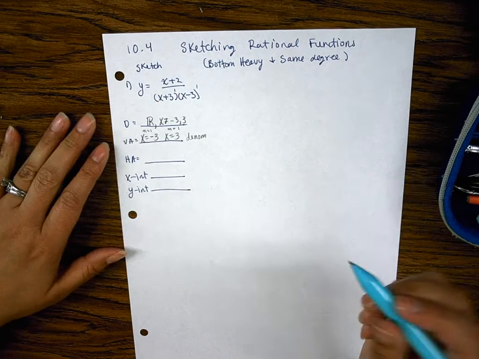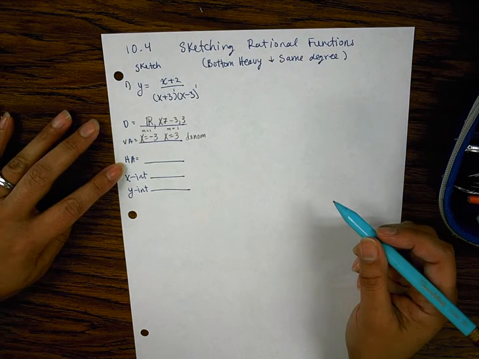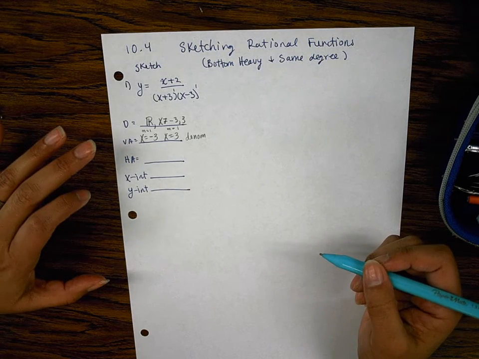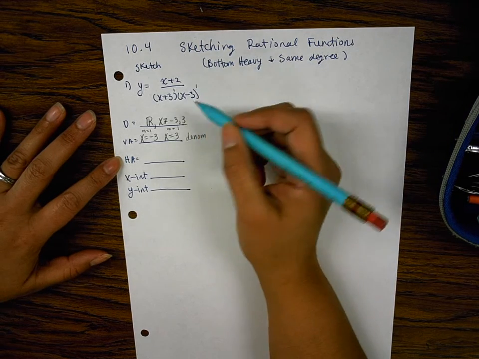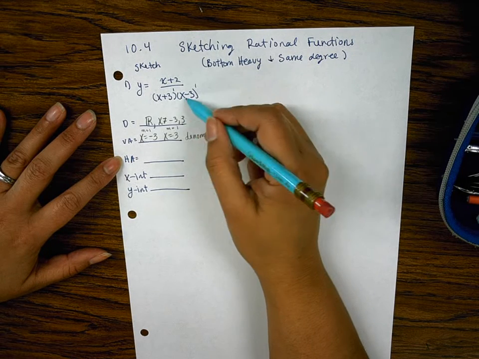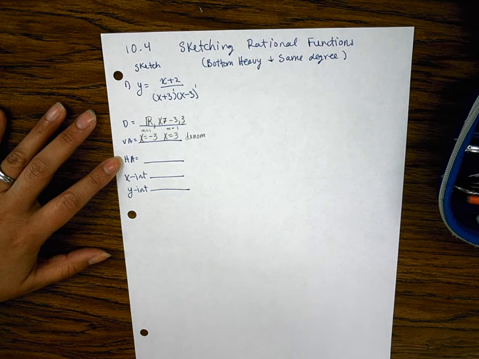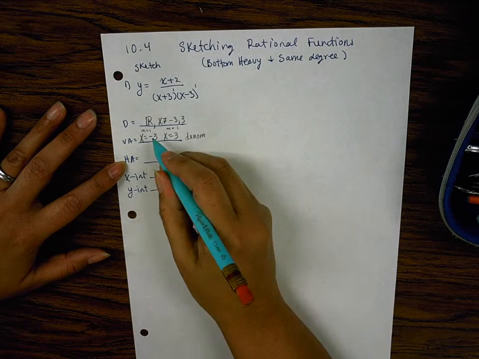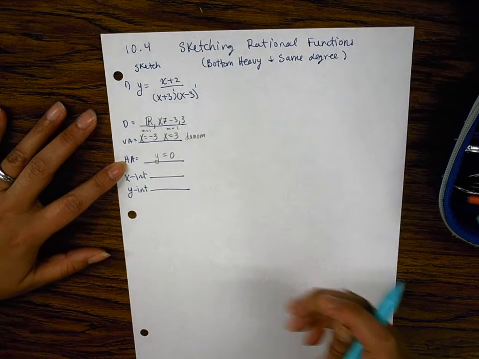multiplicity of 1. All right, remember horizontal, we take the limit as x approaches infinity. And since it is the same, since it is bottom heavy, 1x at the top and there's a degree of 2 at the bottom, it is 0. And don't forget the y equals 0.